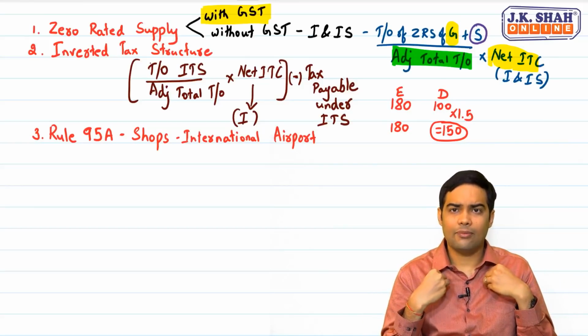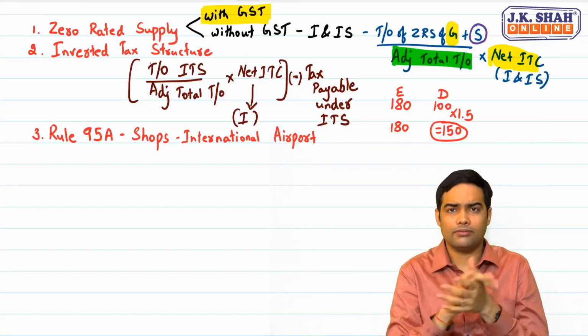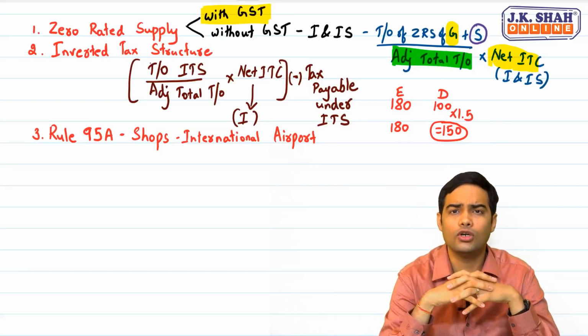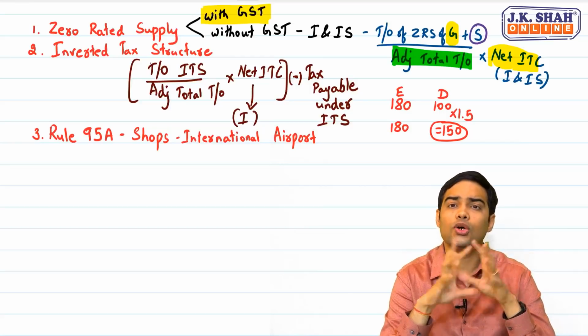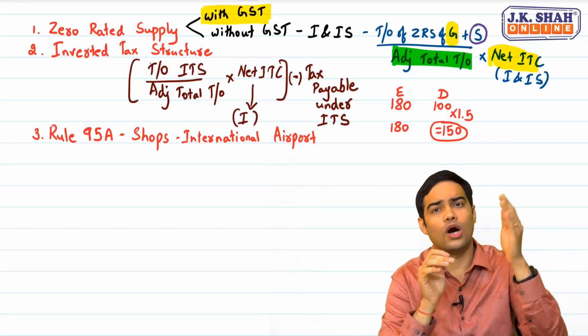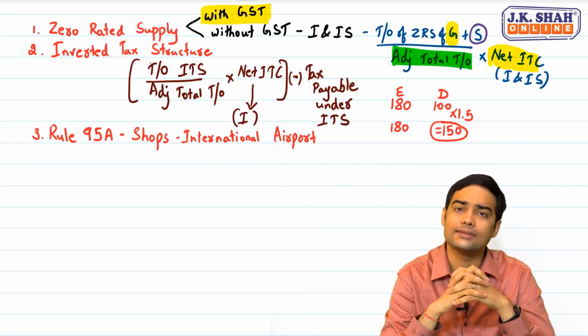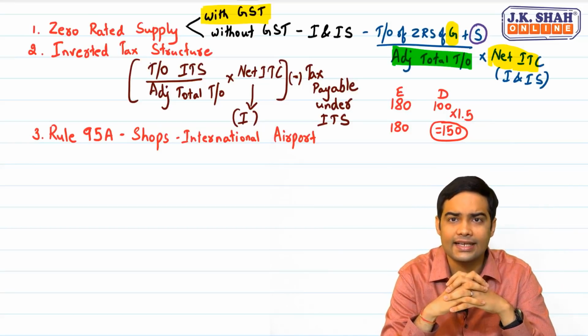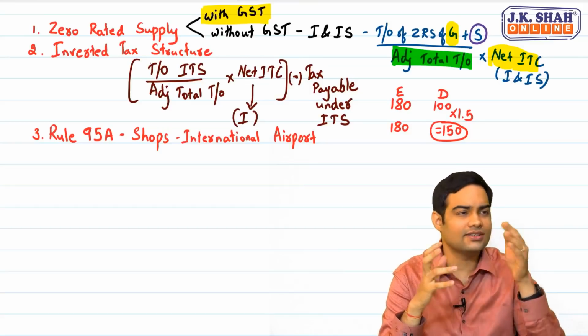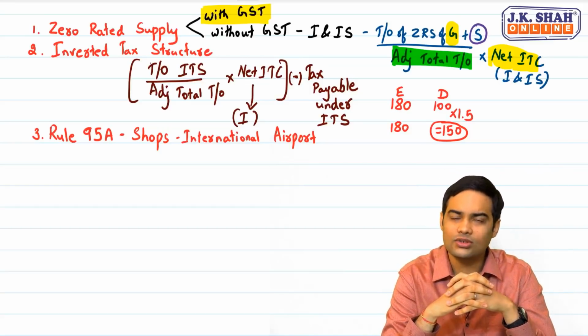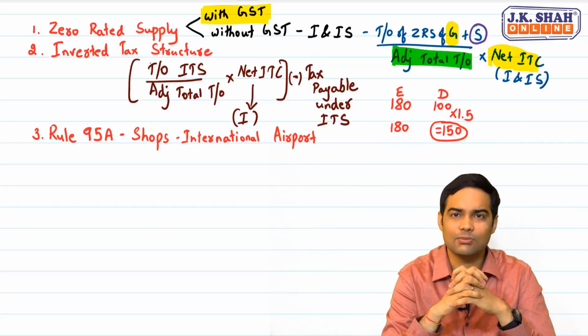International airport, I have a shop. That airport departure area shop sells goods to international tourists who are outbound passengers, meaning they are going outside India. In such cases, I don't charge them GST because they are going to take it outside India. It is treated as an export transaction.